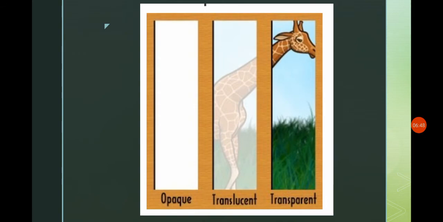For today's assignment, what you need to do is look around your house and find some obscure objects, some translucent objects, and some transparent objects that you see within your house. Then list them down, write them down, and post it to my number.